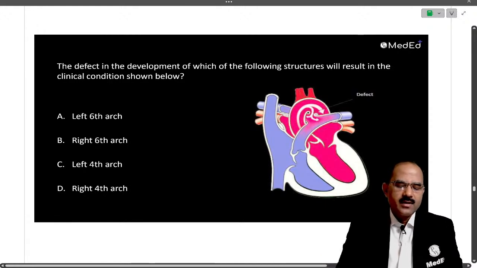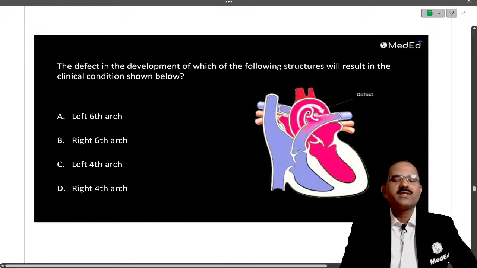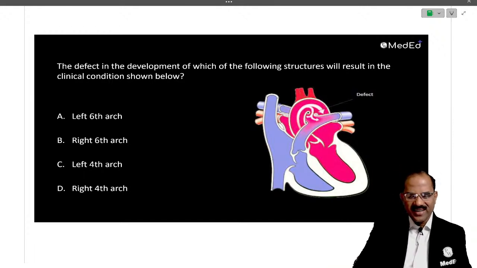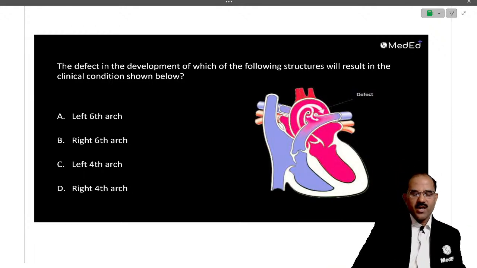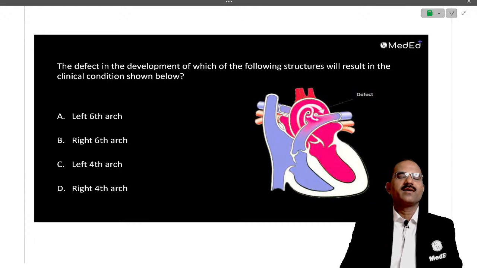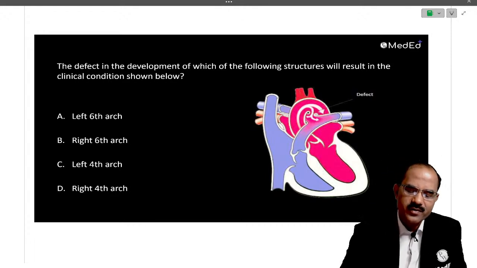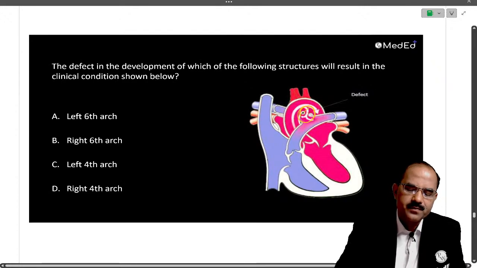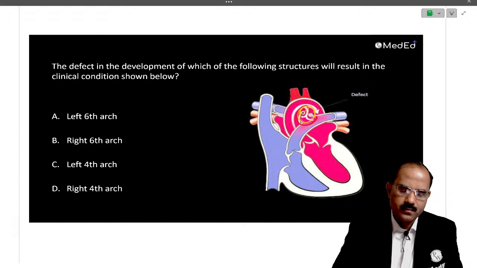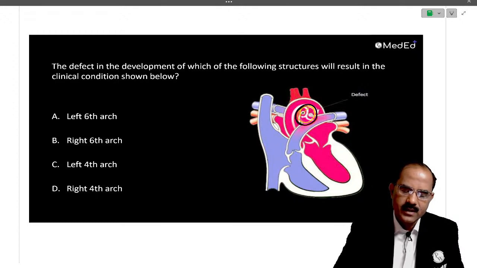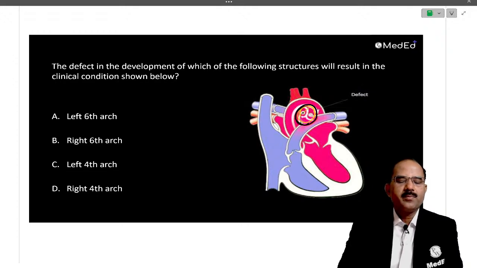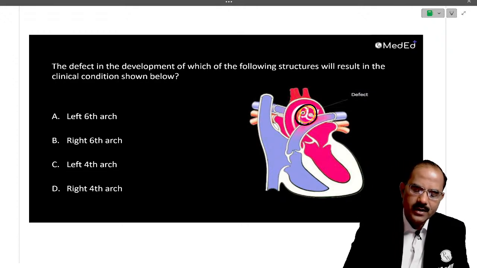We'll answer this. The defect in development of which of the following structures would result in the clinical condition shown below? Any guesses? What is this clinical condition? You just tell me what this clinical condition is first. Left sixth arch. That's correct. What is this clinical condition, bacha? This is a patent ductus arteriosus.